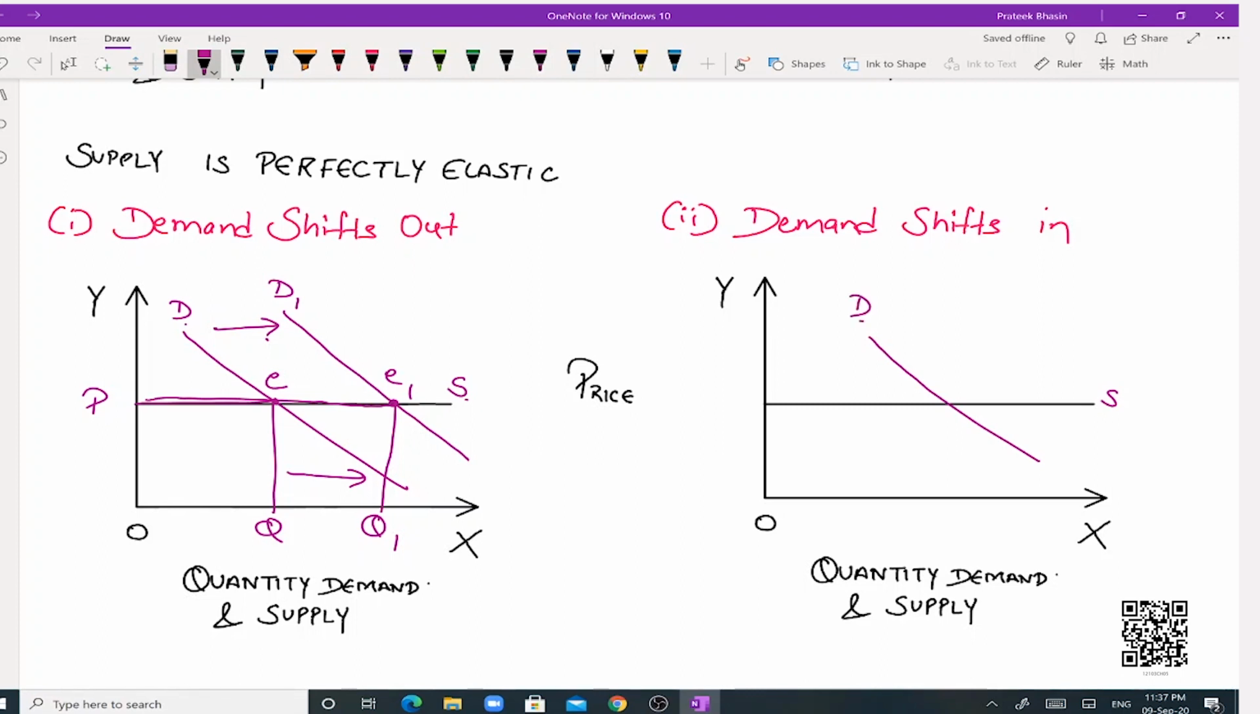So let's draw the original demand curve, which is D, intersecting at point E, which is the equilibrium point. This is my equilibrium price and Q would denote my equilibrium quantity. Now when the demand curve shifts in, this means that the demand curve shifts leftward from D to D1. This will intersect the supply curve at point E1, where equilibrium quantity decreases from OQ to OQ1.